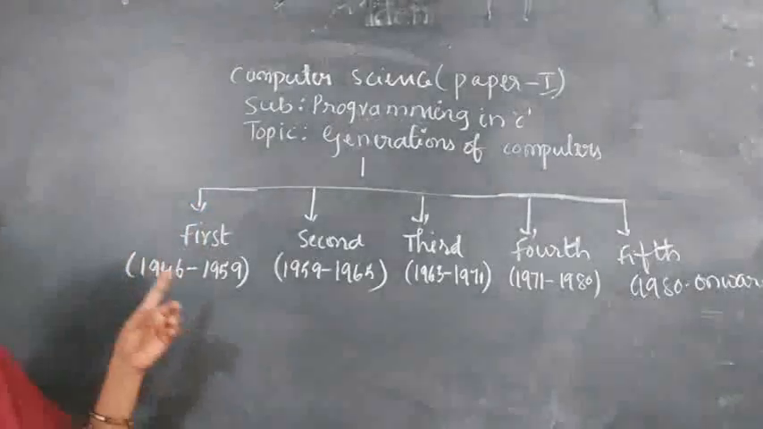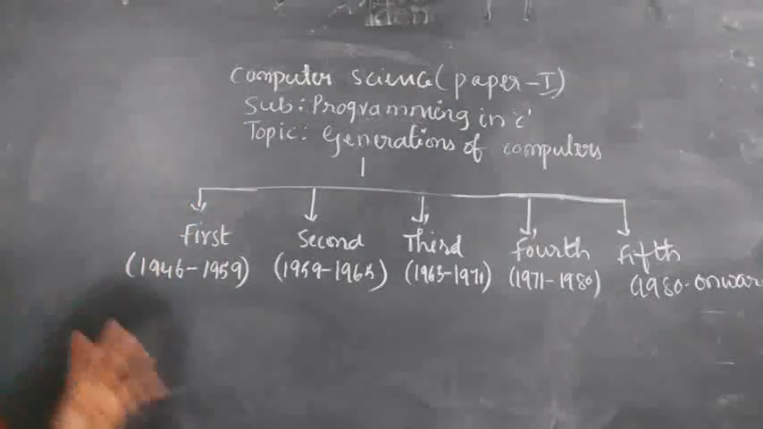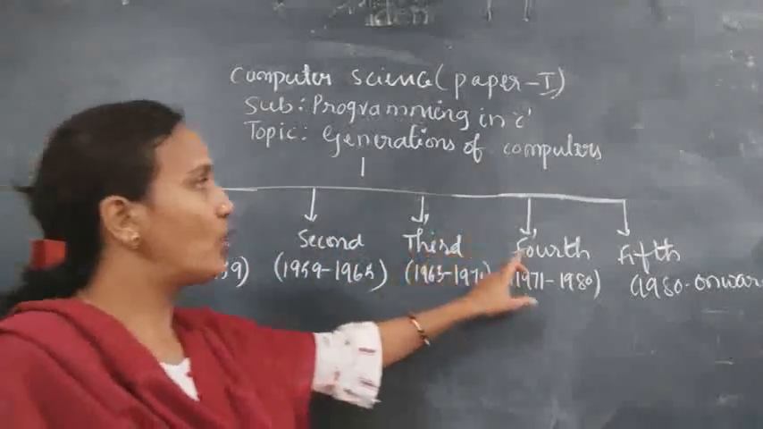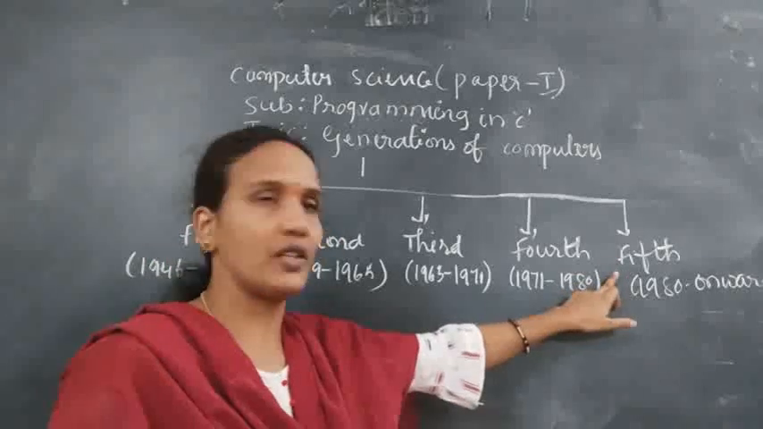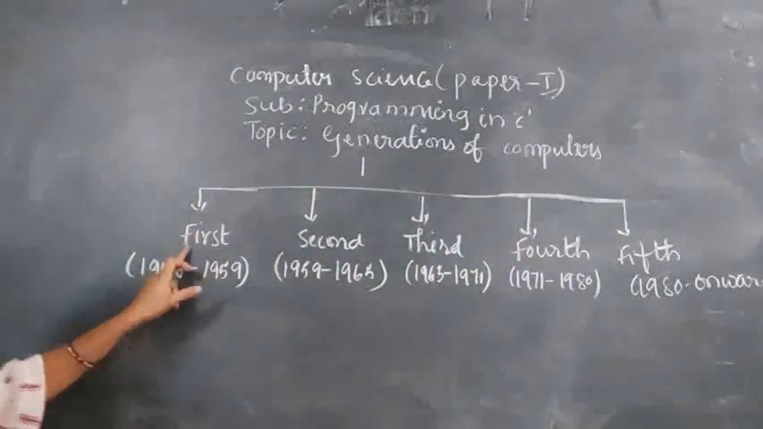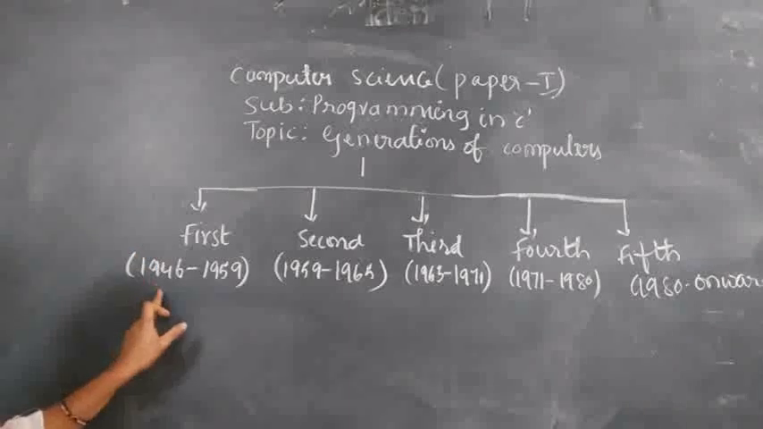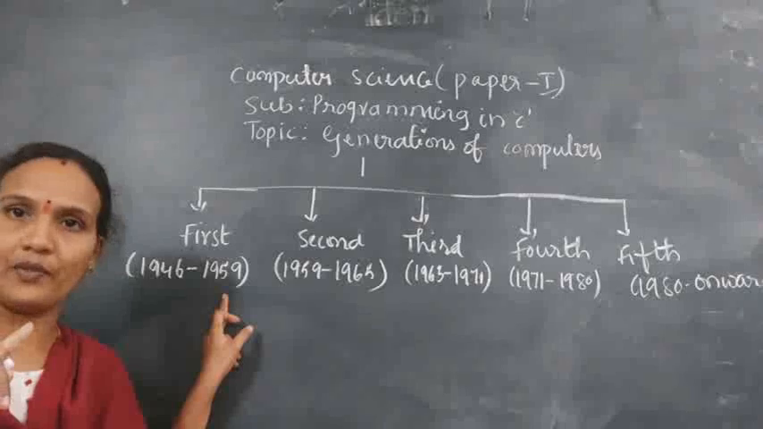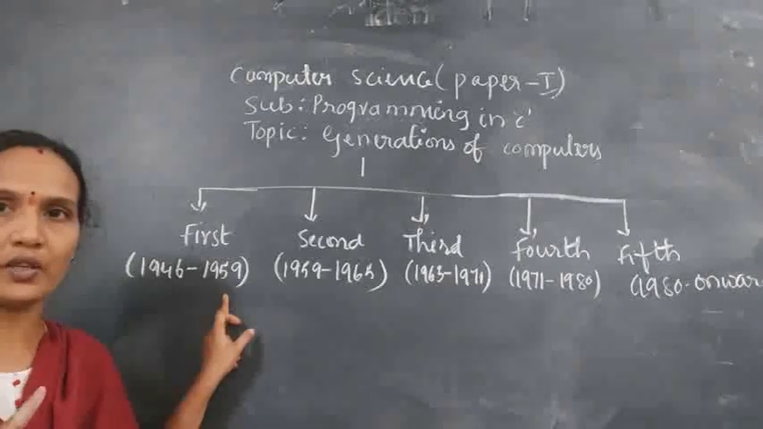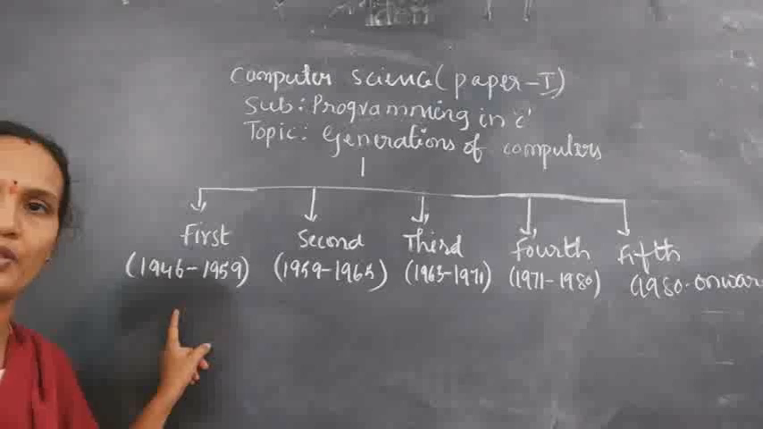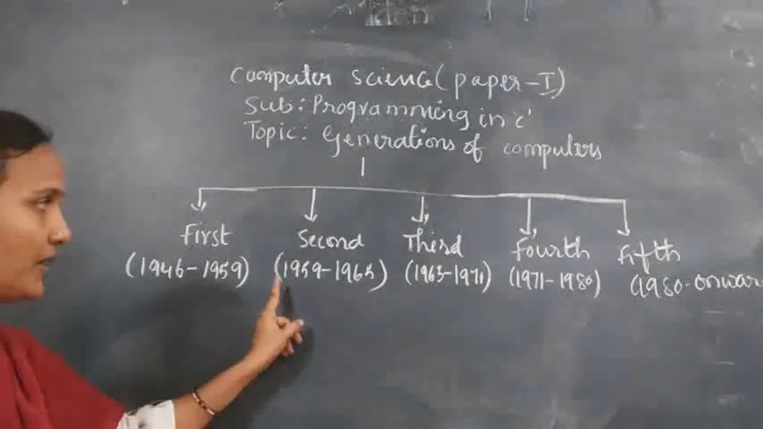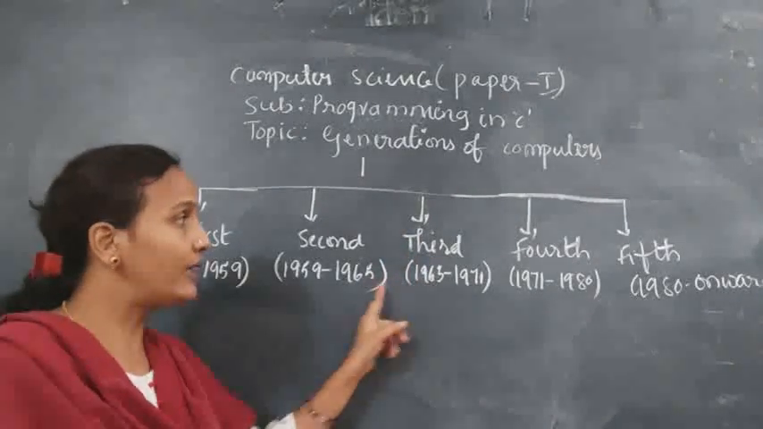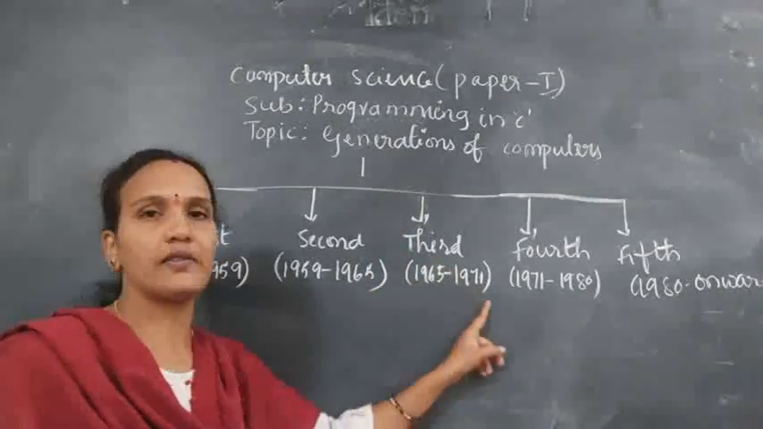So how many generations do we have? 5 generations: first, second, third, fourth, and fifth generation. The period of the first generation was 1946 to 1959. As I already said, the development of the computer started around 1940. So this is the first generation of computers, and this is the second generation, with the period 1959 to 1965. The third generation is 1965 to 1971.